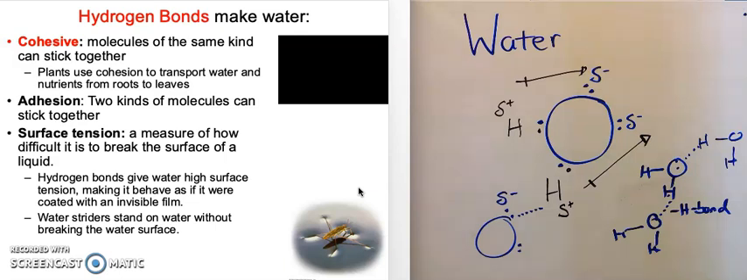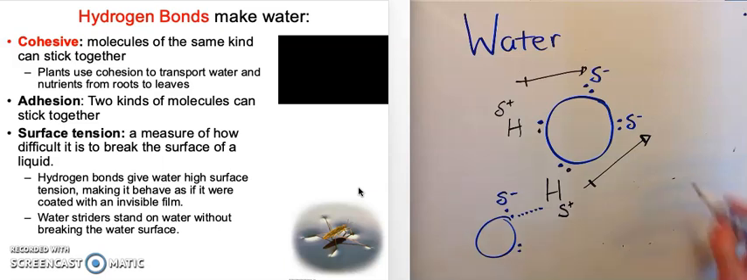That little bubble of water on top is caused by cohesion or surface tension, where the water molecules stick together. Not only can water molecules stick to each other, but they can also stick to molecules of different types. Adhesion is when molecules of different types stick together. And this is actually the property that allows water to move up through plants.